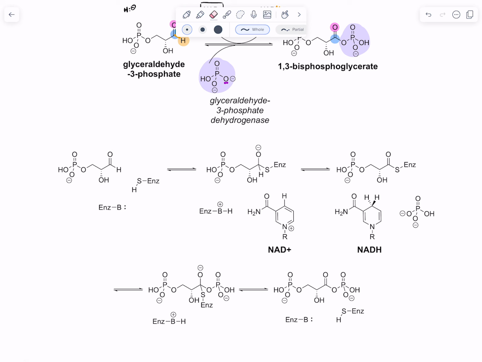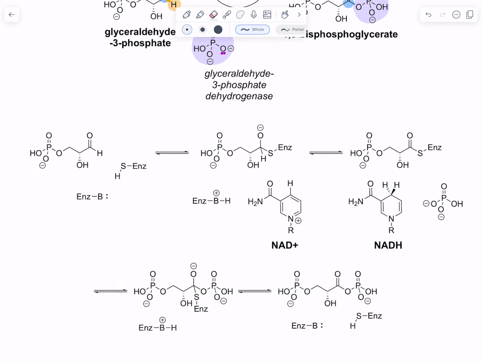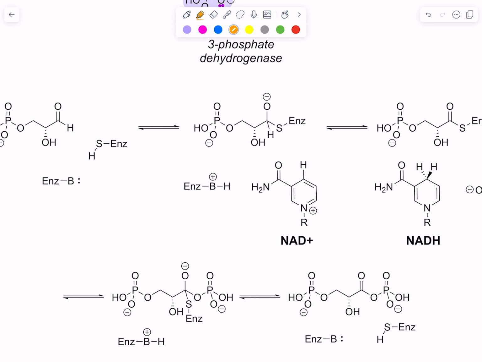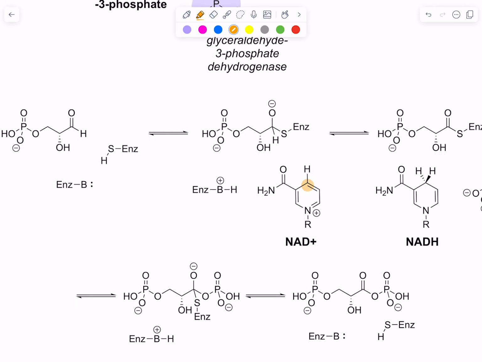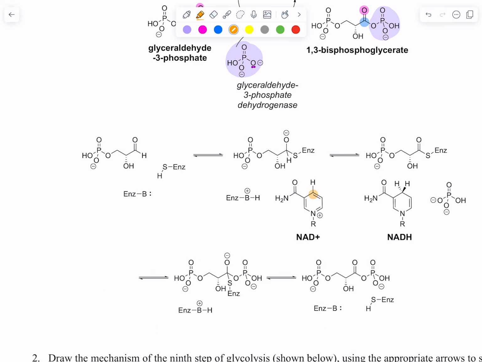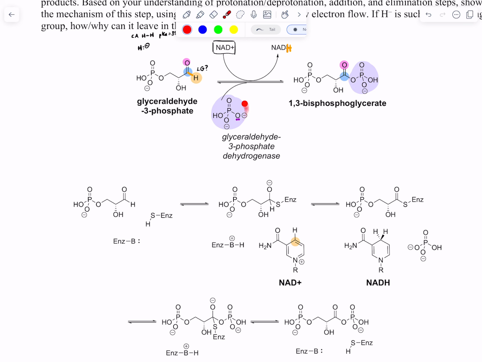We're going to work through the mechanism using what we know about addition, elimination, and deprotonation to come up with a reasonable mechanism. And we're going to have to use what we just learned about NAD+ as a hydride acceptor, remembering that it's this atom on NAD+ that is electron poor. Okay, so the first thing you've got to know is that even though the phosphate group needs to replace the hydride, the enzyme mechanism uses something else.